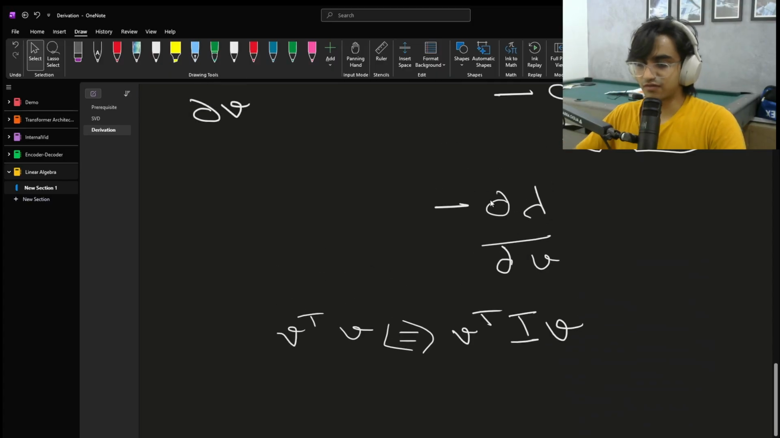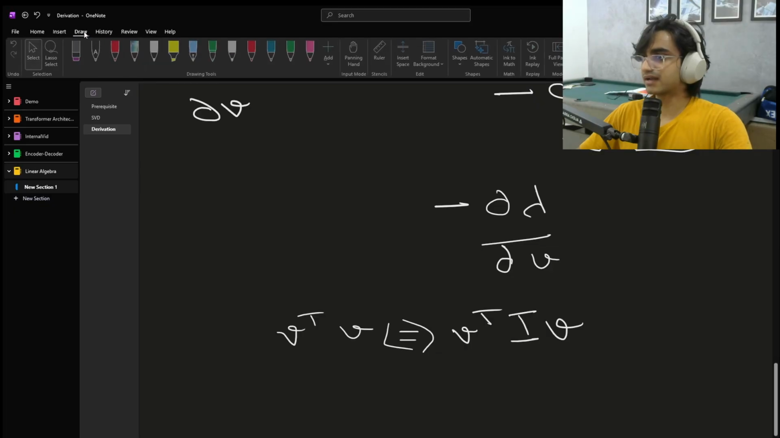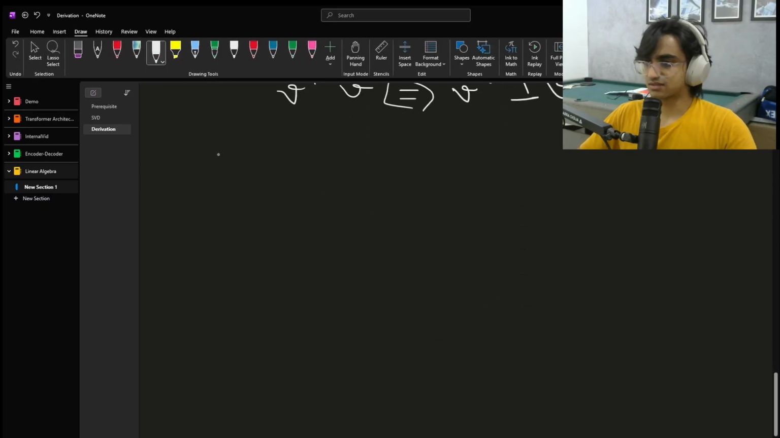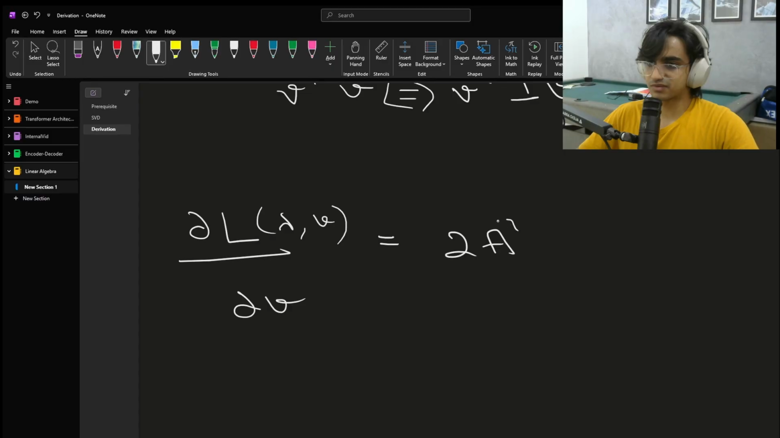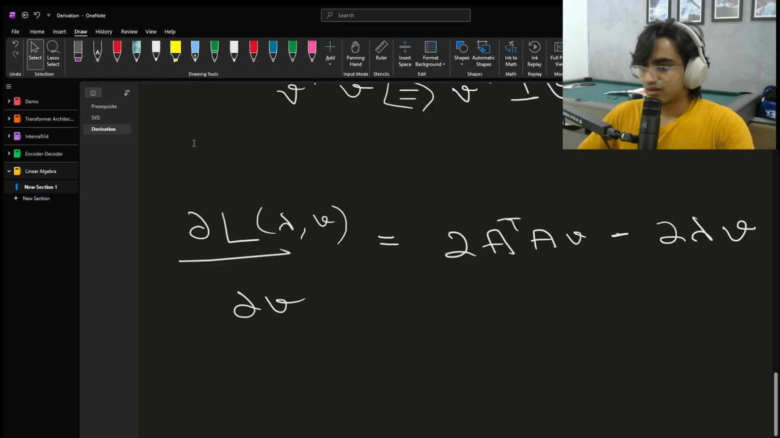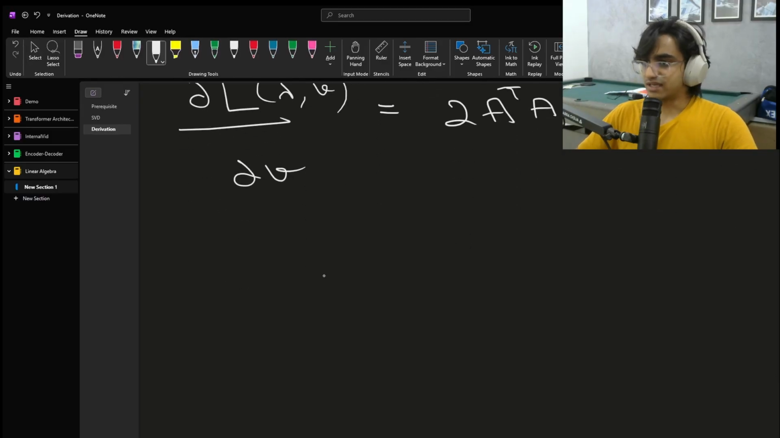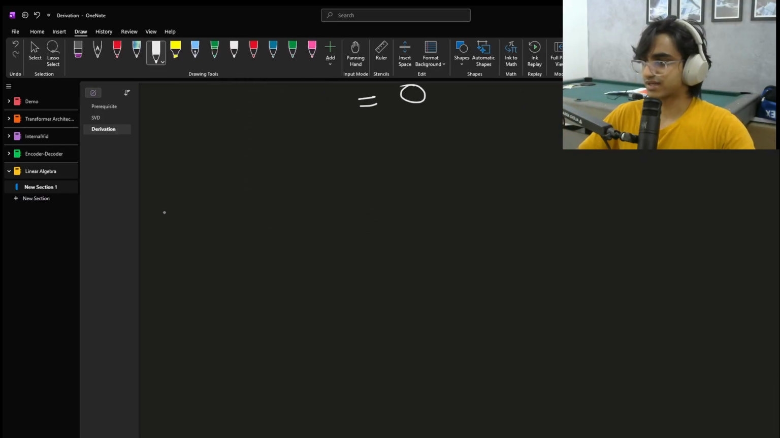And the derivative of a constant is always 0. So essentially what we end up getting is this. So we've got our del L of lambda comma V with respect to V as 2 A transpose AV minus 2 lambda V. Now this we equate to 0. Again, this is just a step of Lagrange. You don't need to worry about the exact reasoning behind it.